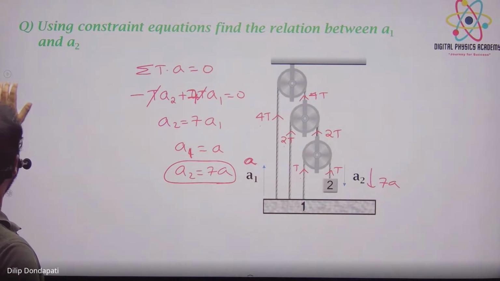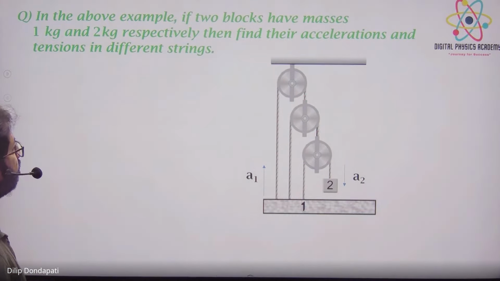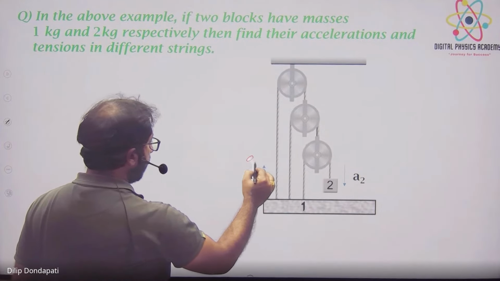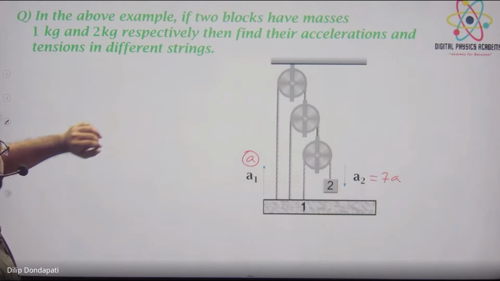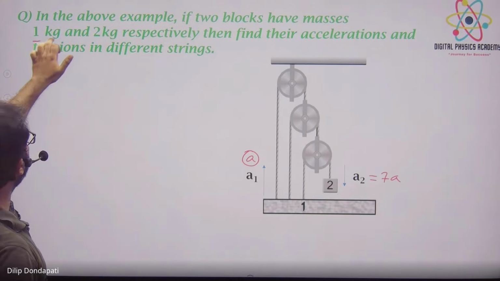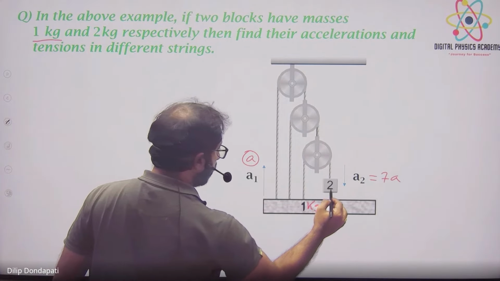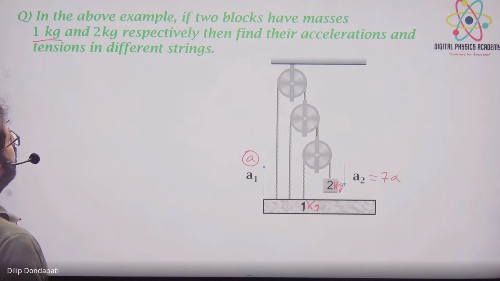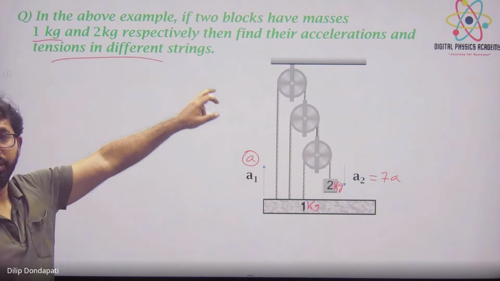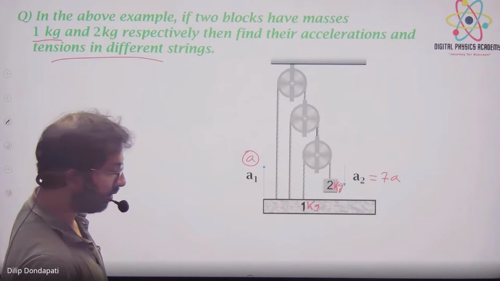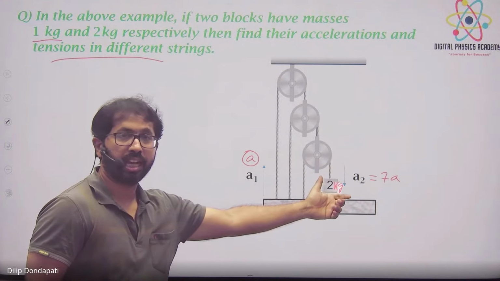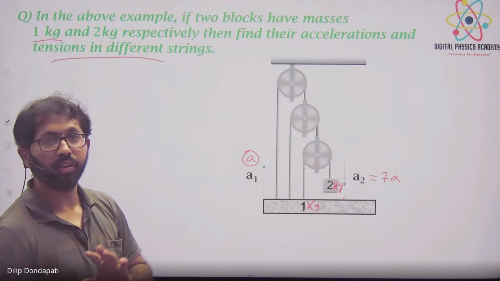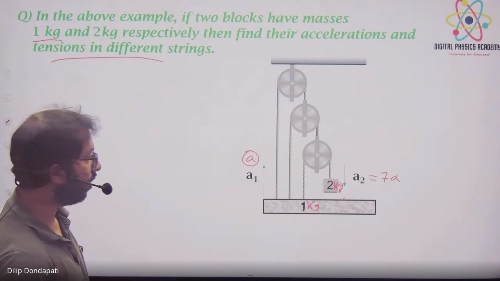Okay, now look. In the same question, we got a here and 7a here. Now it is asking to find the accelerations and tensions of the different strings. Suppose this is a 1 kg block and this is a 2 kg block. We use that rule, right? If you take downwards as positive, you get T minus that. For that, the first step is to find acceleration, then only we can apply net force equal to ma.